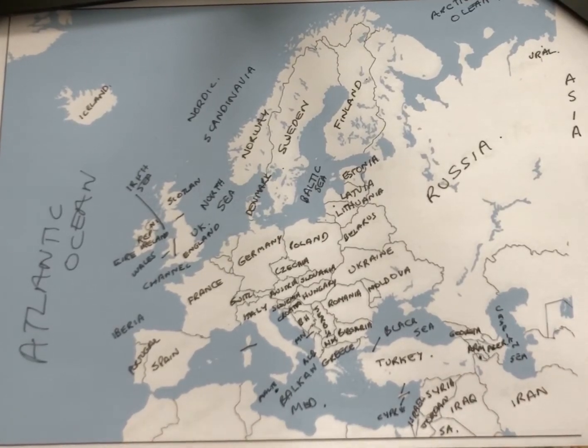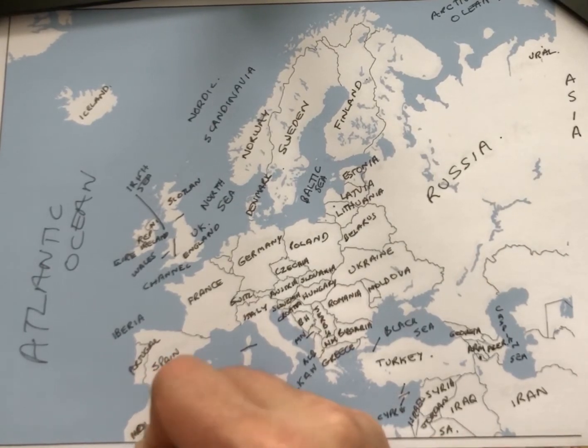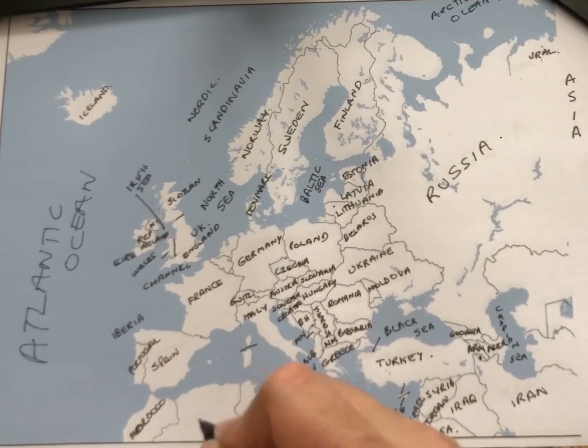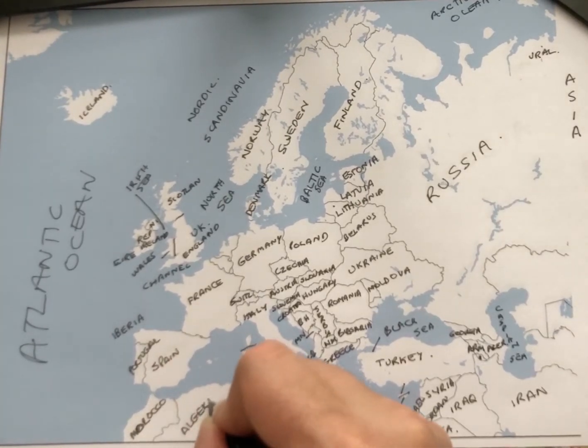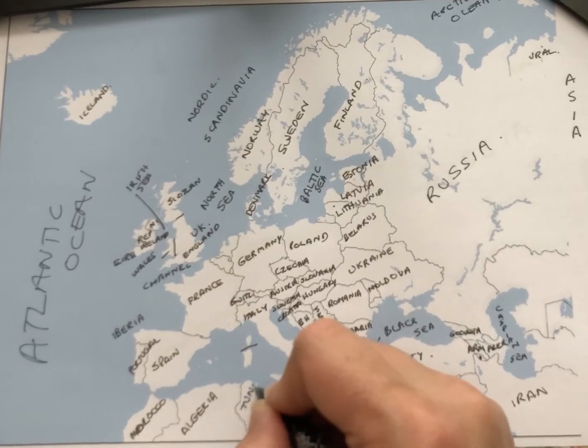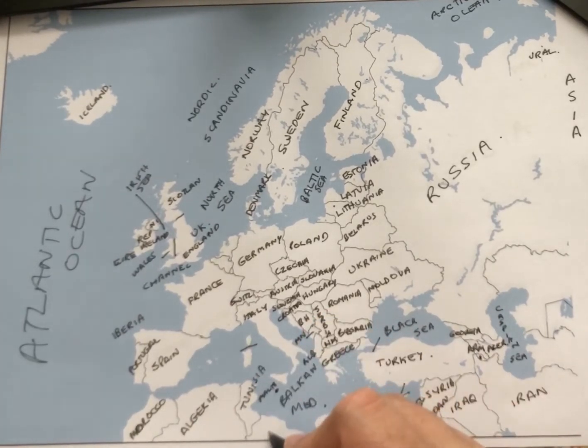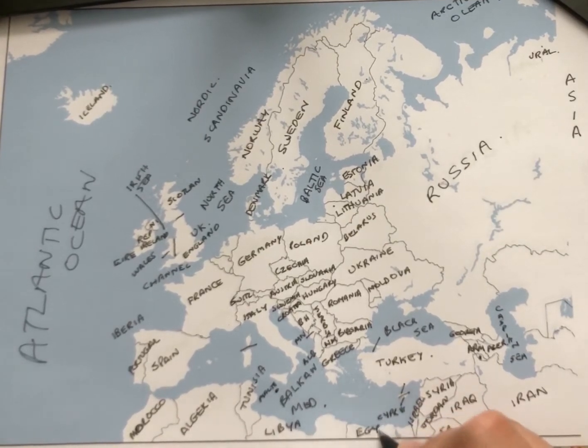And then Africa goes here. And so we've got 5 countries along the top of Africa. So we've got Morocco. We have Algeria. We have Tunisia. Libya. And Egypt. So Google blank map of Europe, print it out and learn them. You should know where these are.